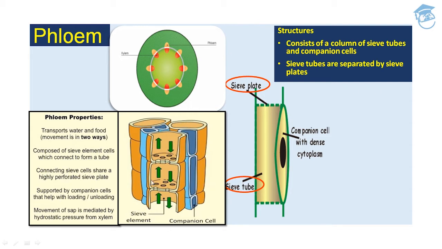See, this is the sieve plate which is highly perforated. That means it has pores in it that allow the movement of sugar molecules or sucrose from one place to another, and it is supported by your companion cell that helps with loading and unloading. Loading and unloading, I'll be explaining in detail in the next section of the presentation. Movement of sap is mediated by hydrostatic pressure from xylem.